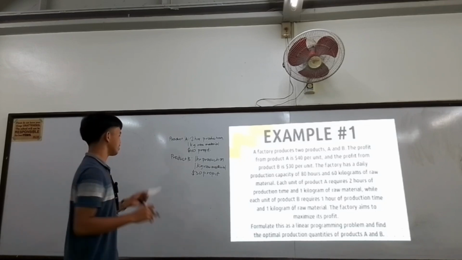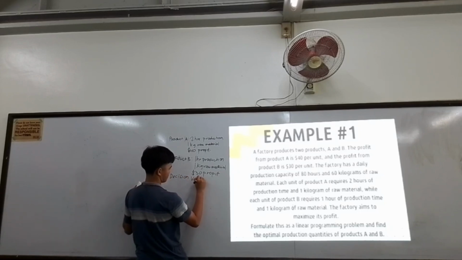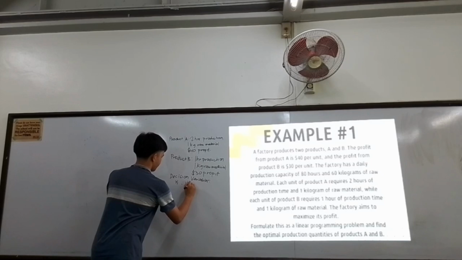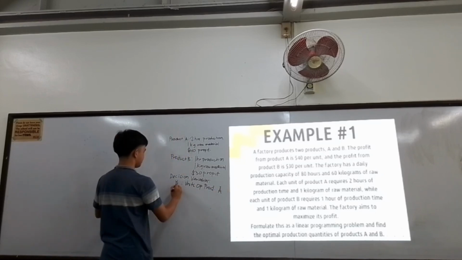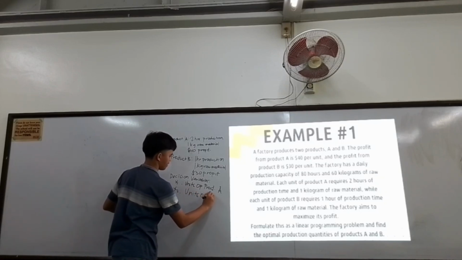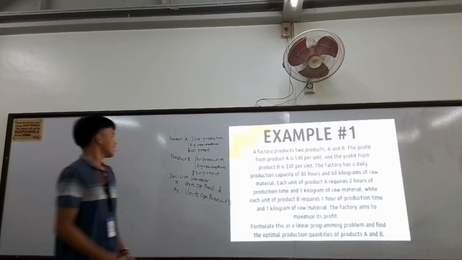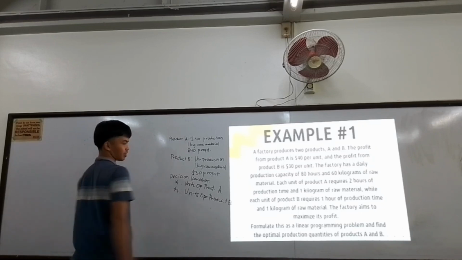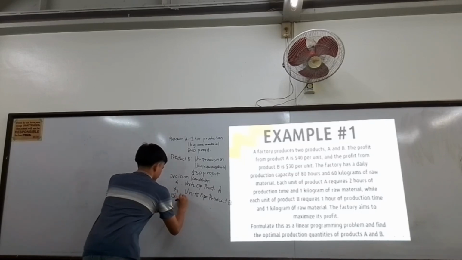For the formulation, we have decision variables. For decision variables, we have x sub 1 is equal to the units of product A. And for x sub 2, we have the units of product B. Now that we have constructed the product and decision variables, let's move on to the objective function to maximize the given problem.